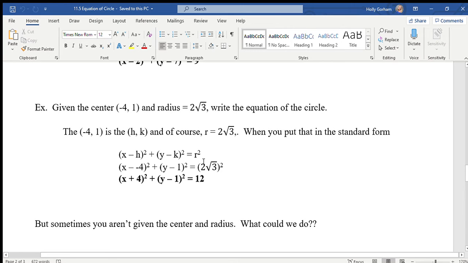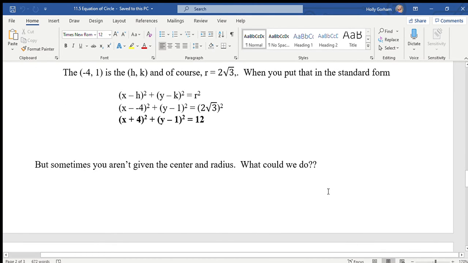And then to do r squared, to take 2 root 3 and square it, when you square 2 root 3, that means you're doing 2 root 3 times 2 root 3. 2 times 2 is 4. Root 3 times root 3 is 3, so 4 times 3 is 12. If you're putting this in your calculator and then saying, well, I'm not getting 12, it's probably because your parentheses aren't correct. You need to have all of the 2 root 3 inside parentheses with the 2 square exponent on the outside.